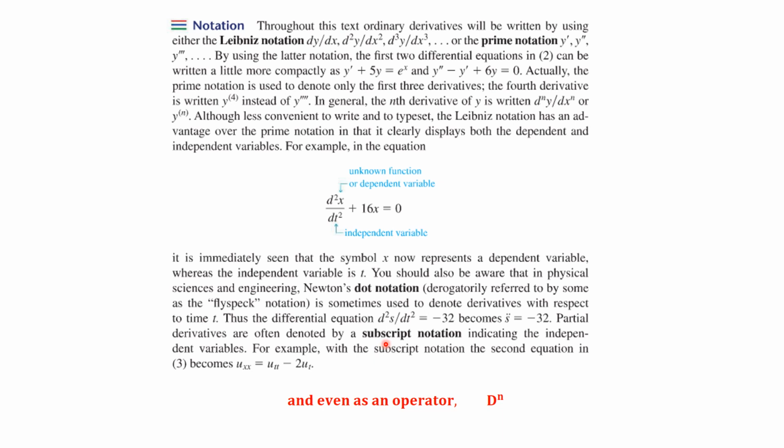Also, partial derivatives are often denoted by subscript notation, so this would be the second partial of u with respect to x is equal to the second partial of u with respect to t minus 2 times the first partial of u with respect to t. And sometimes we even will be using operator notation, where this will represent the nth derivative with respect to an understood independent variable.